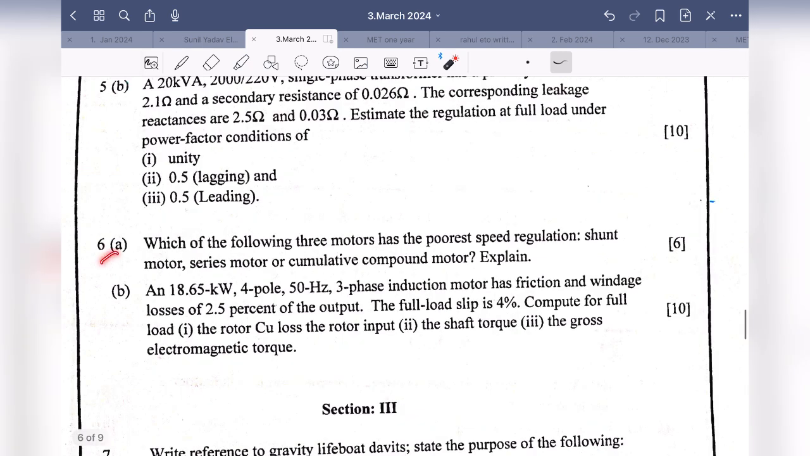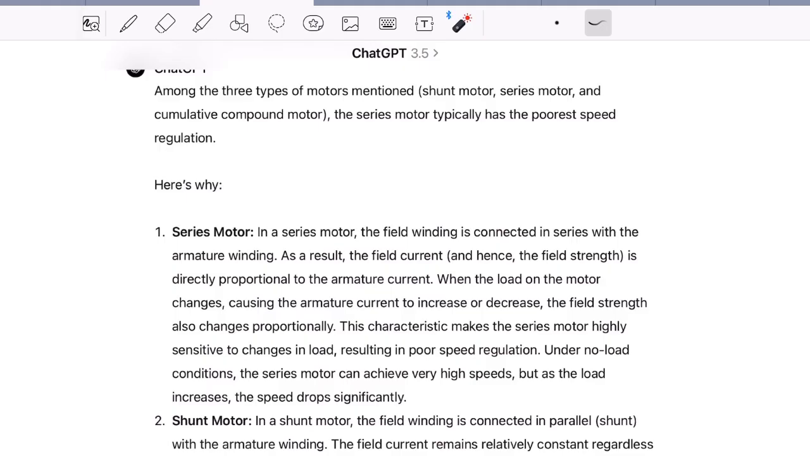Question 6a. Which of the following three motors has the poorest speed regulation: shunt motor, series motor, and cumulative compound motor? Explain. It's a 6 mark theory question. Let's see the answer from ChatGPT. Among the three types of motors mentioned, the series motor typically has the poorest speed regulation.